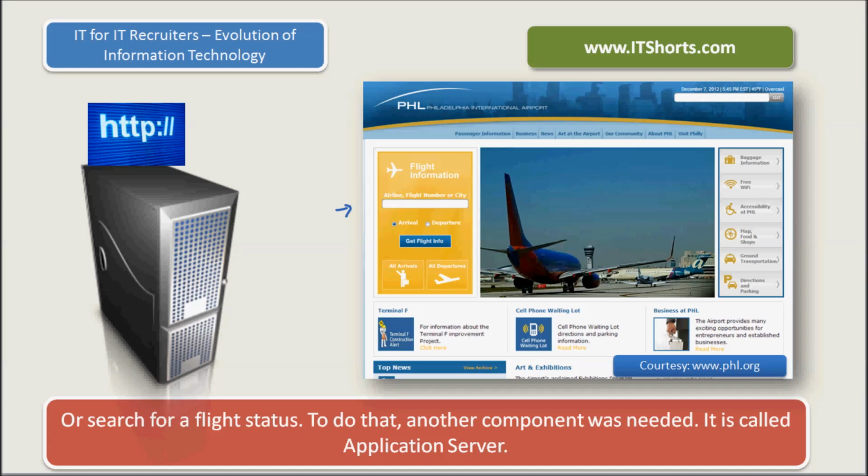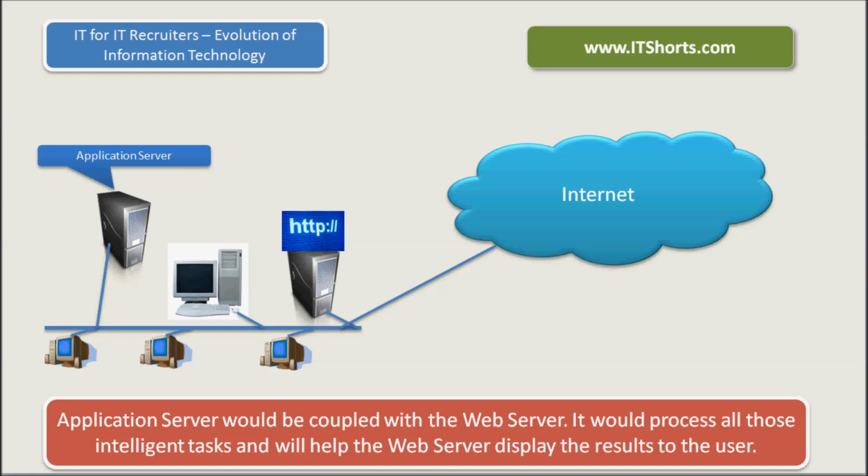Okay. So as these intelligent tasks were built into the web, it needed another component, and that's called application server. So what would happen is, the web server will present the web pages, but then within the web page, those fields or forms or boxes would be incorporated, and when the user interacts with that and sends some data, it goes to the application server, and then the application server processes it and brings back the result to the web server, and then the web server presents the result as a page.